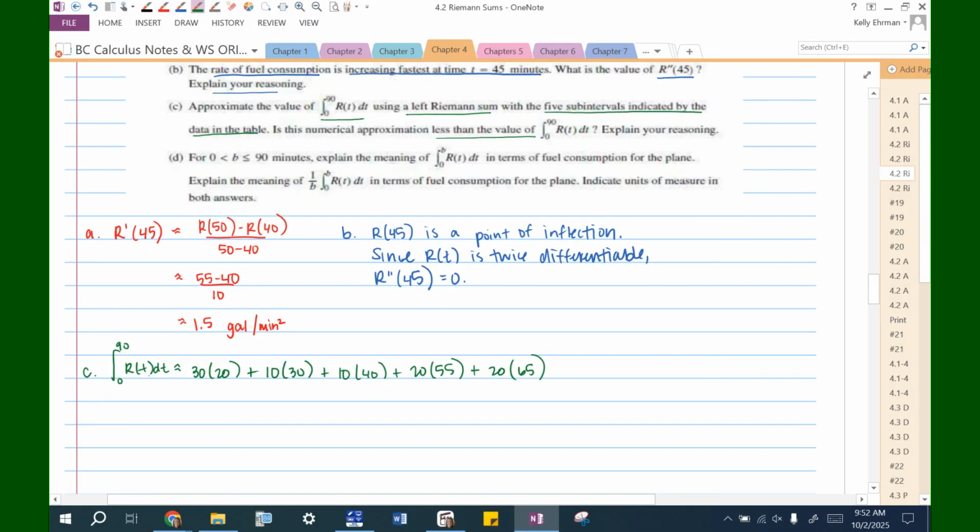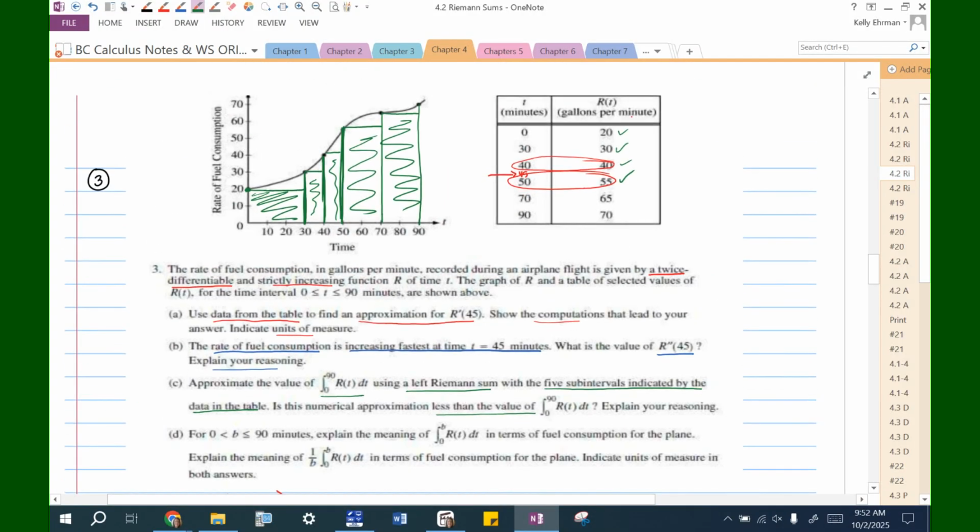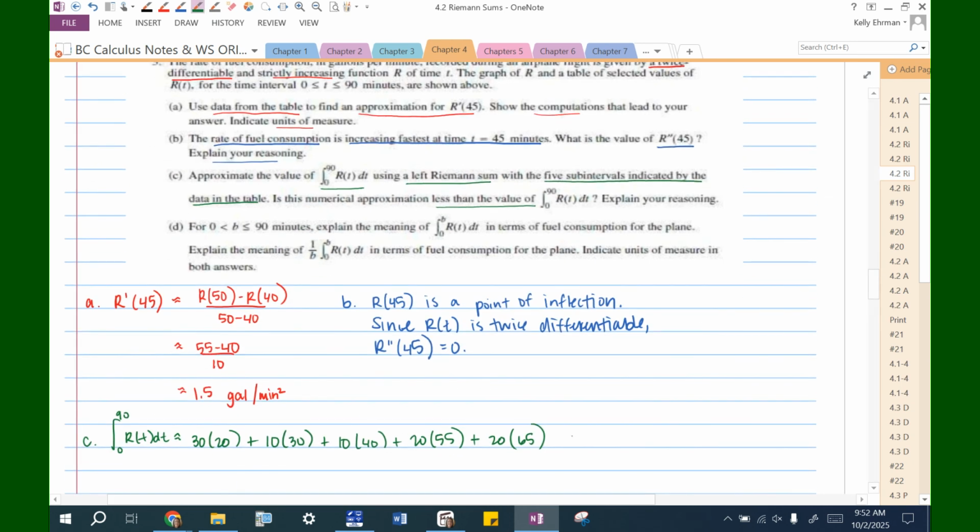If you integrate gallons per minute, what you're doing is thinking about the area of all of these. We just did gallons per minute times minutes. That's going to leave me with just gallons. So whatever this is, it is that many gallons.